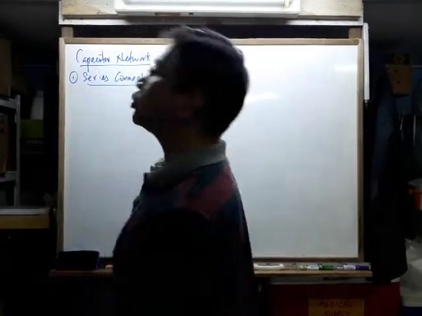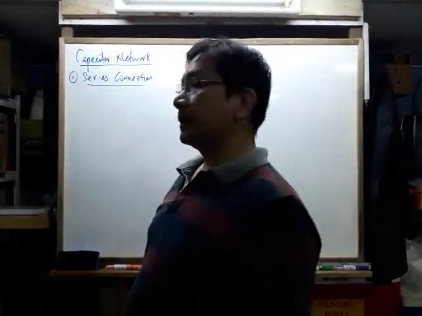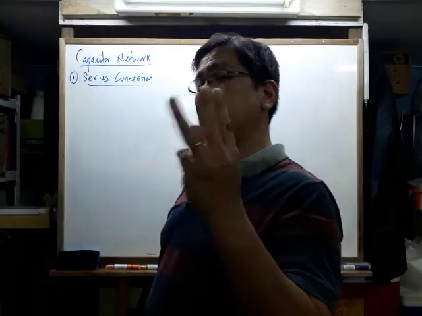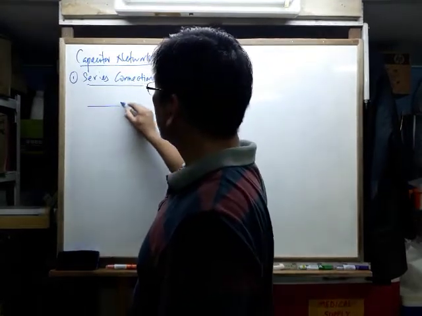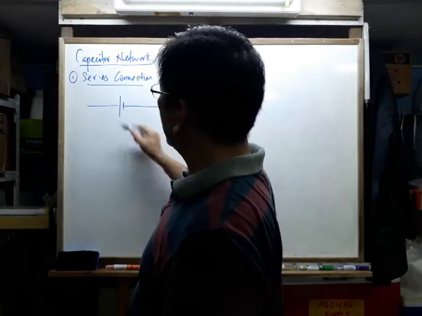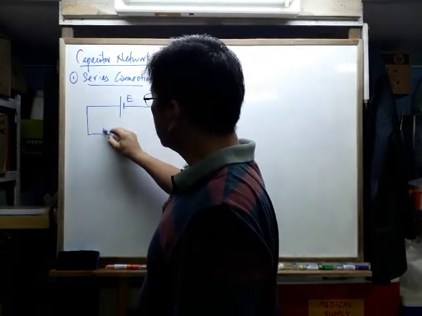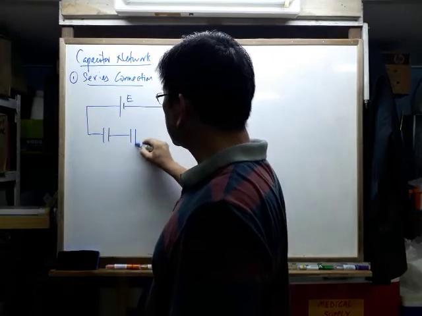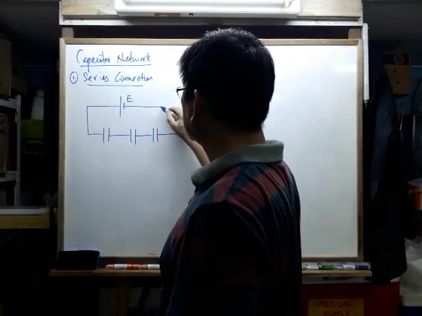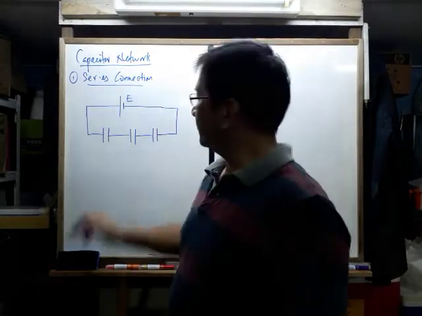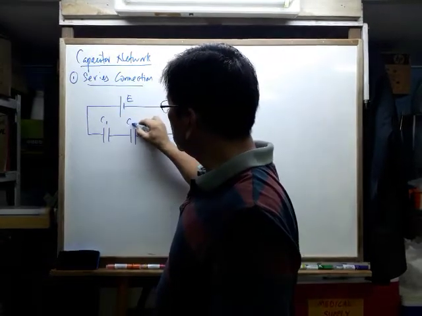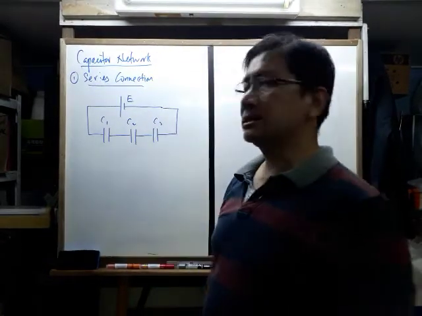Okay, series connection. Let's assume we have 3 capacitors. We start with a battery. Let's say the battery has an EMF of E, and then we have 3 capacitors in series. All their values are different. I call them C1, C2, and this is C3.